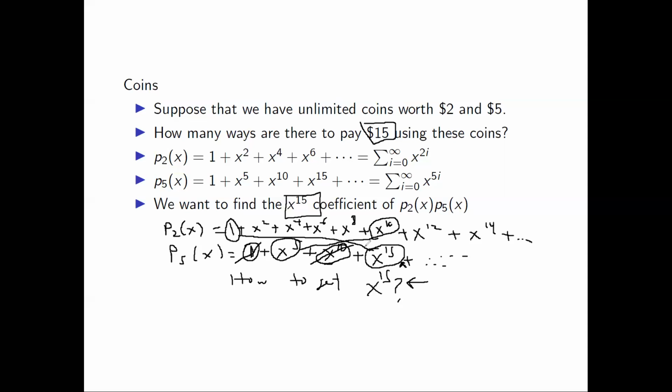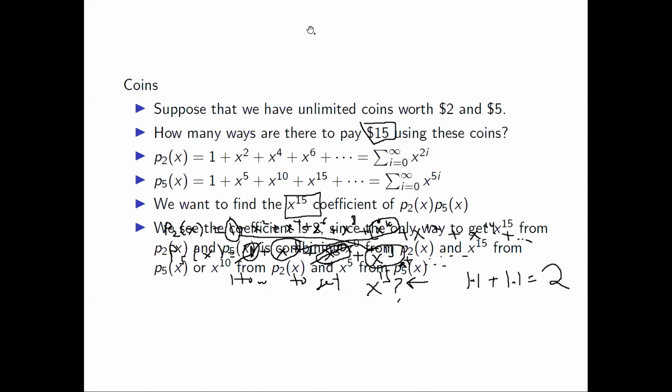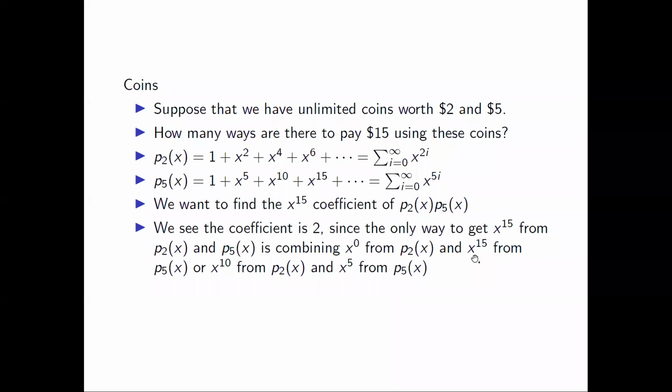So we were only able to make 2 pairs in order to get an x to the 15th. We were able to pair the 1 with the x to the 15th. We were able to pair the x to the 5th with an x to the 10th. So to get the coefficient of x to the 15th, it's just going to be the sum of the products of the coefficients in these 2 pairs. So we get 1 times 1 plus 1 times 1. And that gives us 2. So that's our coefficient of x to the 15th. And let me clear that so it's actually legible. Okay. Yeah, so the coefficient is 2.